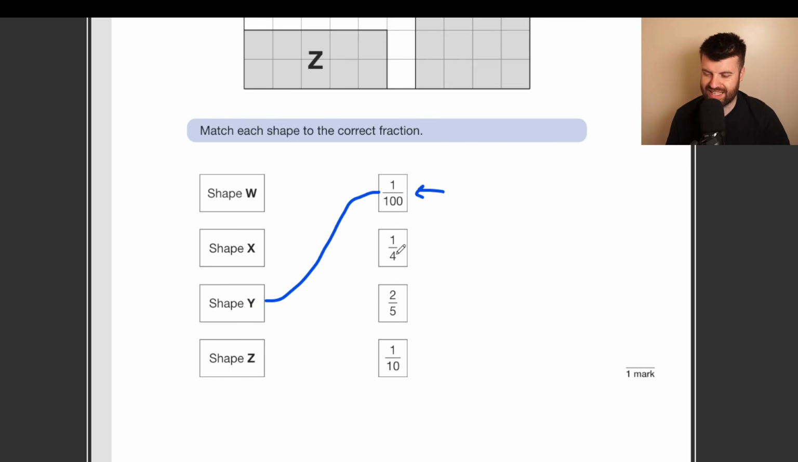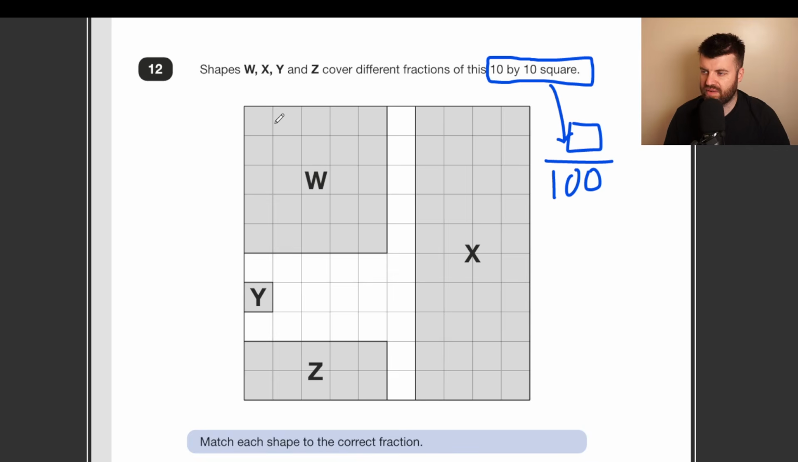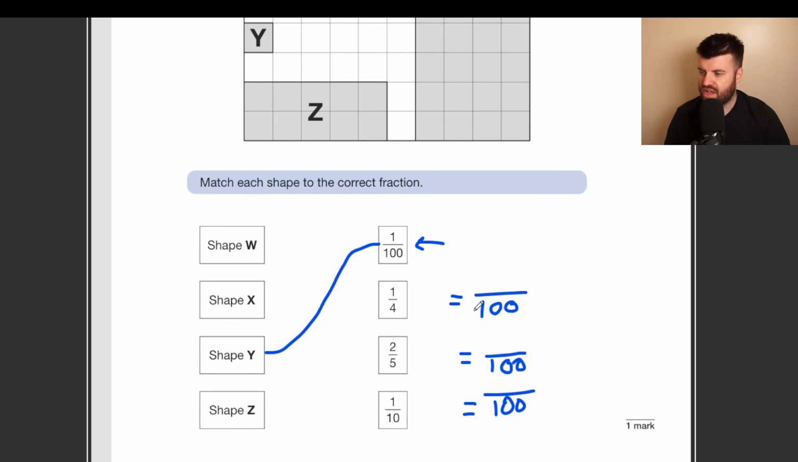Now what's interesting is the rest of them aren't out of 100, so we're going to have to figure out what the fraction is out of 100 and then do equivalent fraction working out. Another step. My goodness, they really have made this paper tricky. I do think paper 2 was quite hard. Let's just start with W, shall we? W is 5 across, 5 down. That's 25. 25 out of 100.